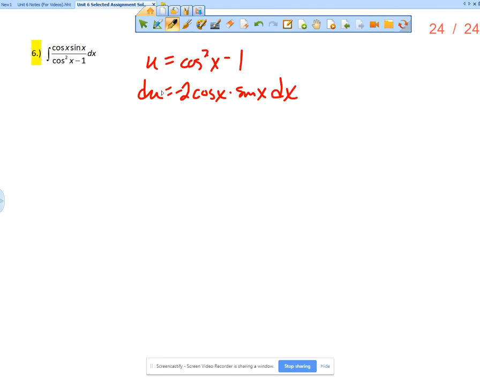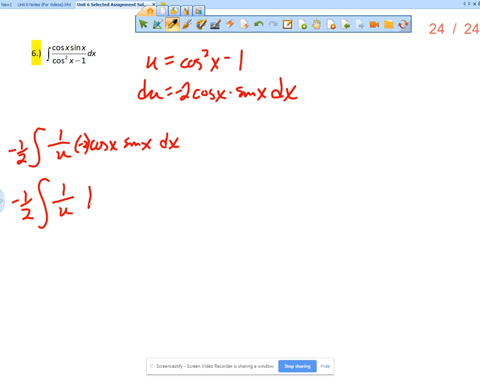And so that would mean I have the integral of 1 over u, because I took the denominator, and then I have cosine x sine x dx, which would mean I need a negative 2 on the inside. I have a negative 2 on the inside, so I need a negative 1/2 on the outside. So I have negative 1/2 integral of 1 over u du.